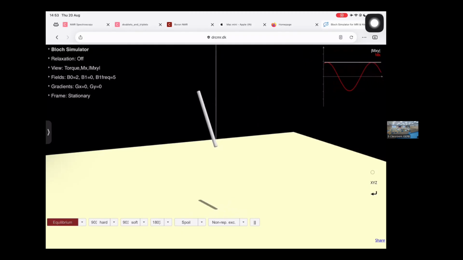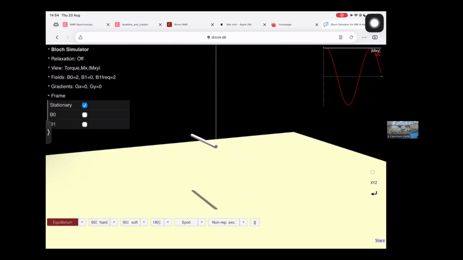Now, what we can try to do to the simulation is let's put it back in equilibrium. I just click the button on the bottom left which says equilibrium. Now, what I'm going to do is apply a 90-degree hard pulse. And what has happened? You moved the thermal equilibrium to the transverse plane. And what you're able to see is the precession of the bulk magnetization about the z-axis, about B naught. Which frame are we in? Lab frame, correct. We are in the stationary frame, if you realize.